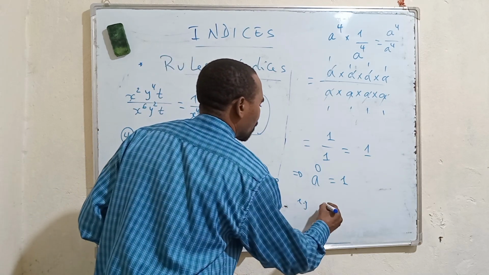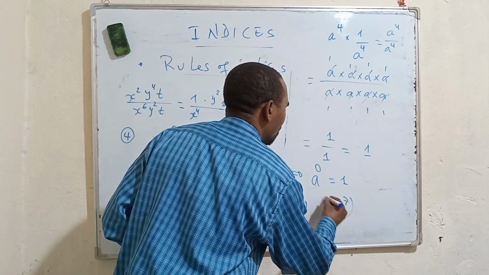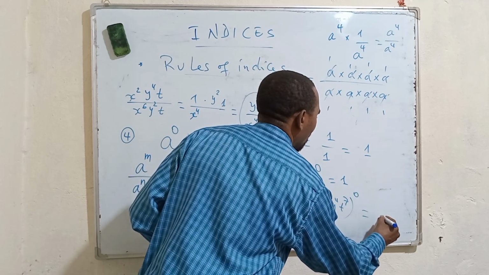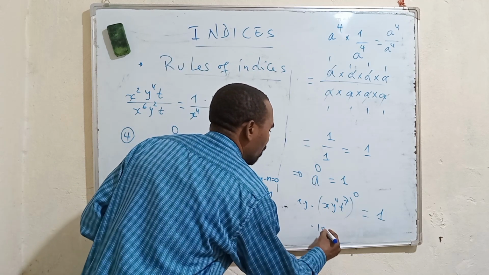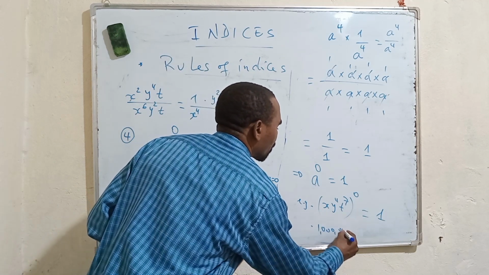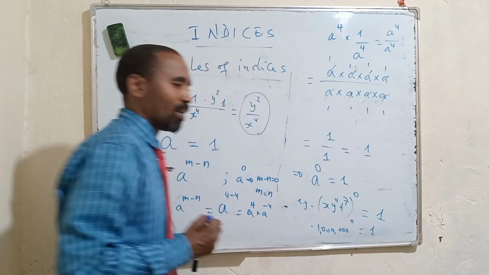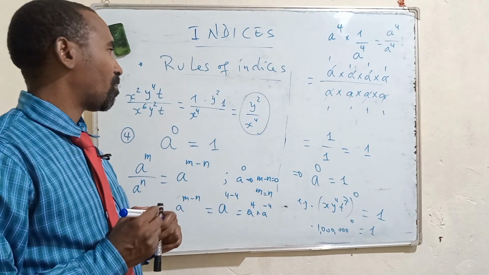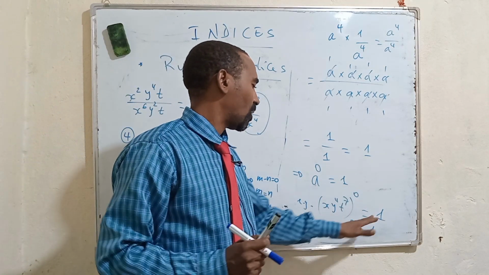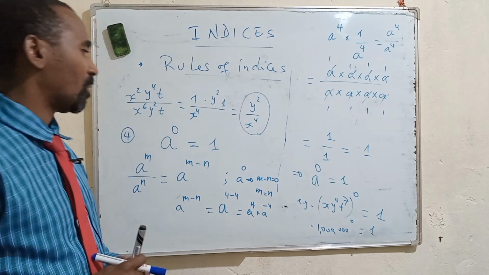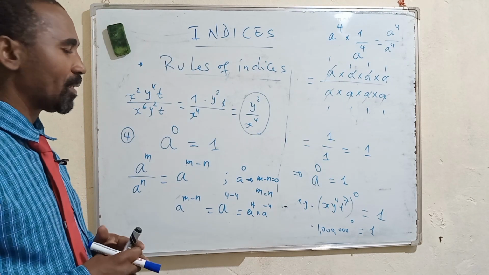Example: x y power 4 t power 7, all to power 0, the answer will be 1. 1 million to power 0, the answer is 1. This is a very important property. Whenever you have anything to power 0, it will be 1. Now, these are the first 4 properties.